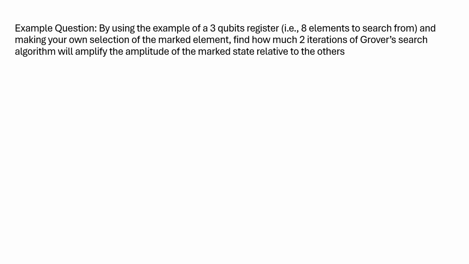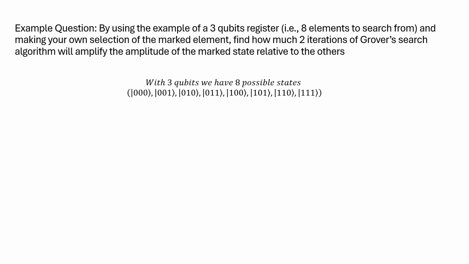An example question might be: by using the example of a 3-qubit register, i.e. 8 elements to search from, and making your own selection of the marked element, find how much 2 iterations of Grover's search algorithm will amplify the amplitude of the marked state relative to the others. In this situation, we have 3 qubits, so 8 possible states. This is just our numbers from 0 to 7 in binary, for example. We're going to say that the number 7, aka 111, is the marked state.